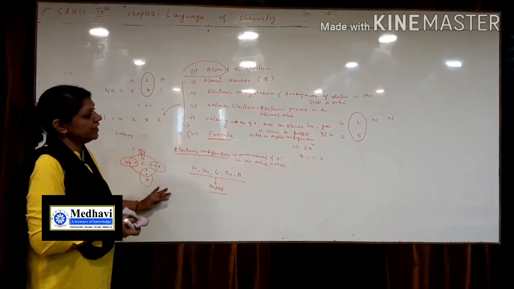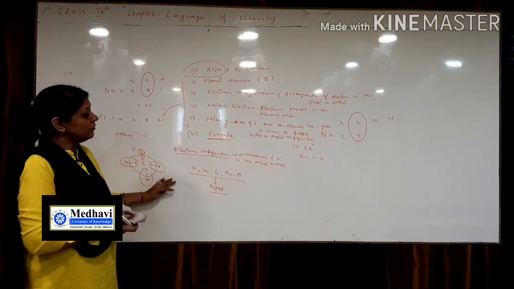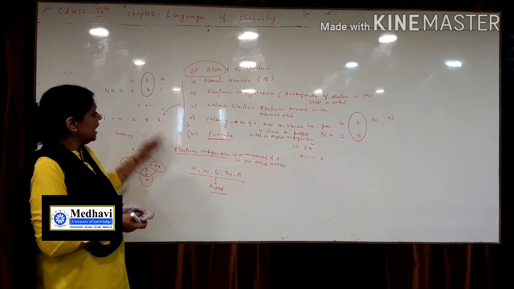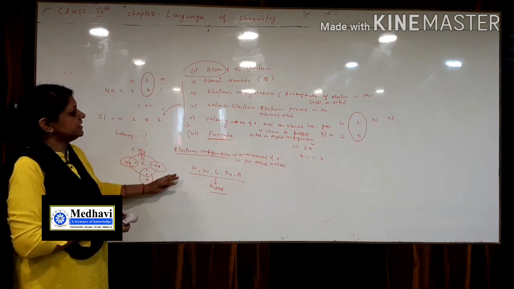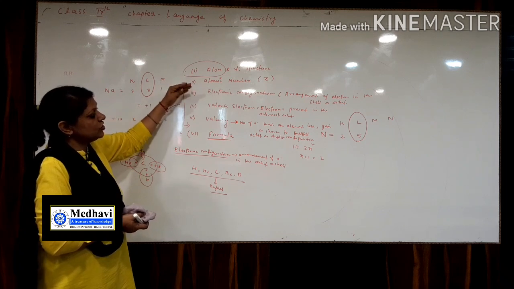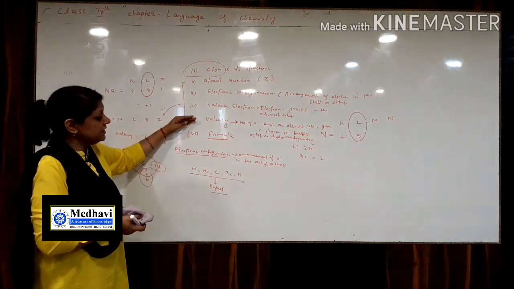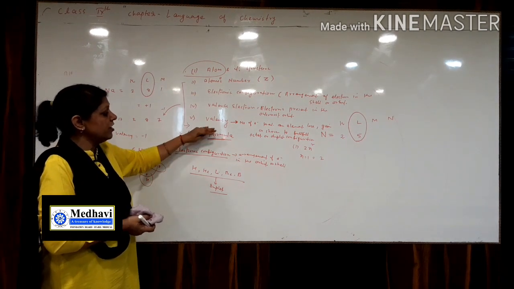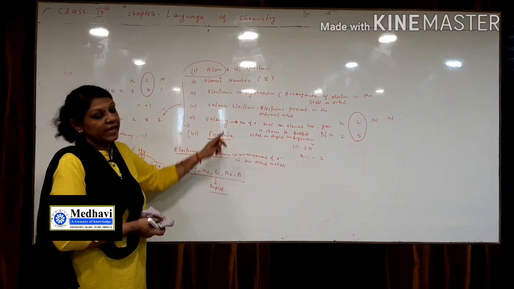So that's all for today's class. In the next video, we will discuss how to make an organized table related to atomic number, electronic configuration, valence electron, valency, and how we are going to use valency to make formulas.